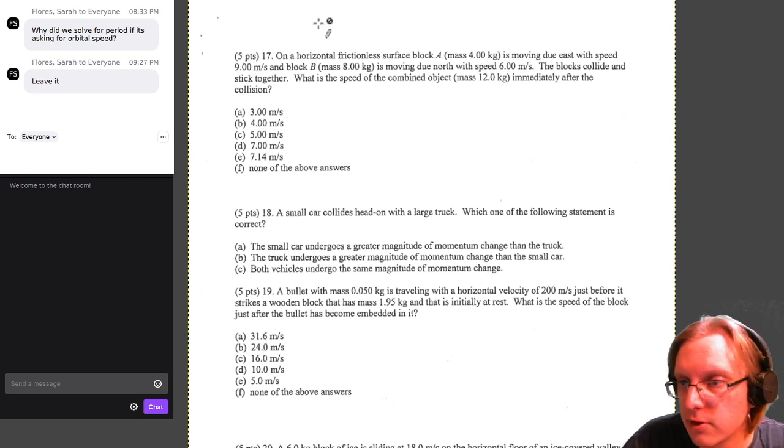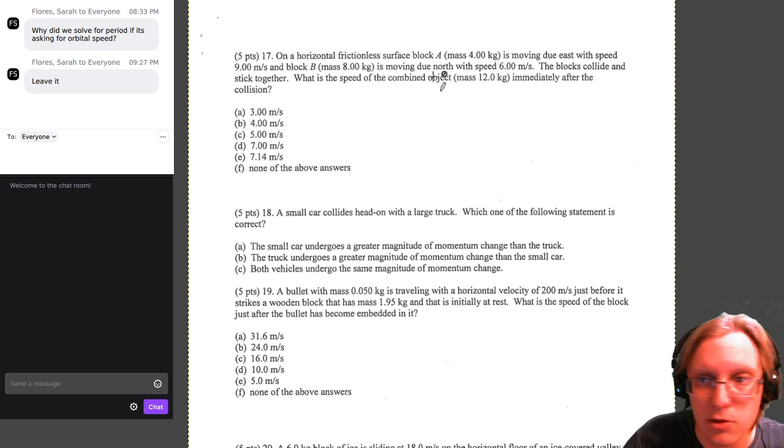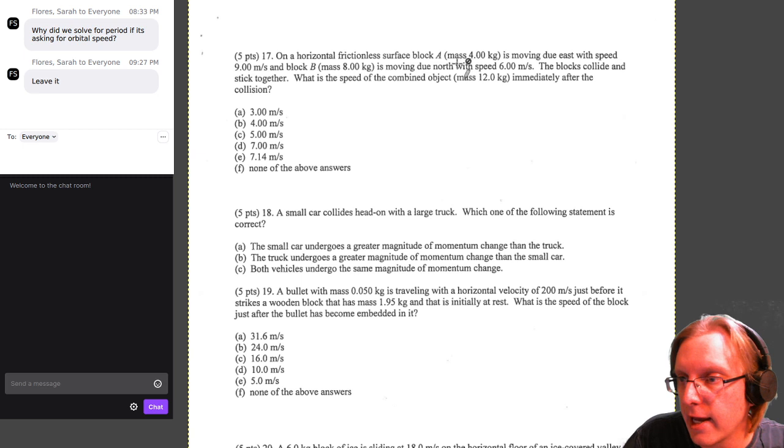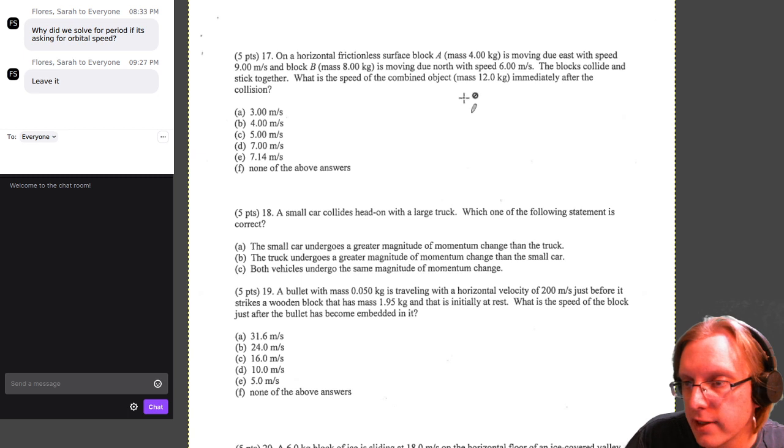On a horizontal frictionless surface, block A, mass of 4 kilos, is moving east with a speed of this much, and block B is moving north with a speed of that much. The blocks collide and stick together. What is the speed of the combined object, mass of 12 kilos, 4 plus 8, yep, that's 12 kilos, immediately after the collision?